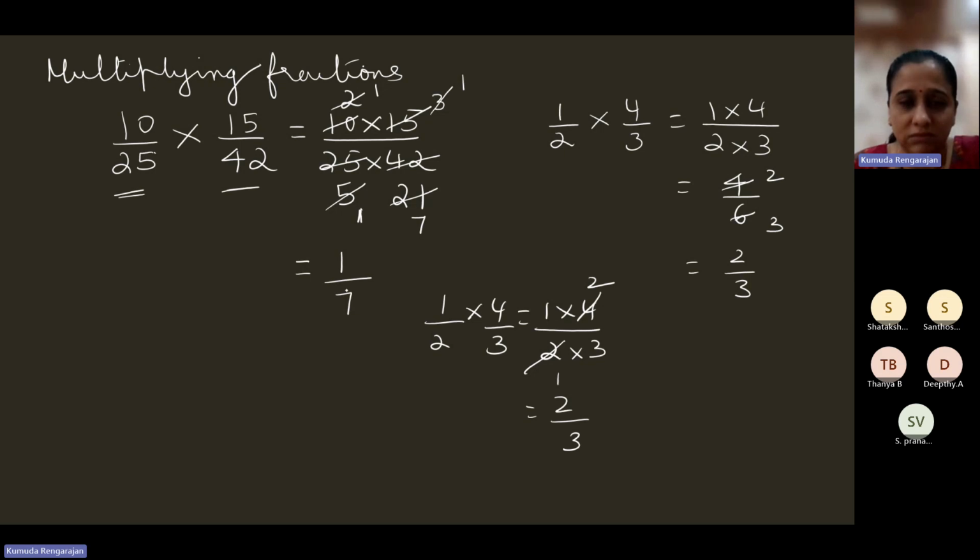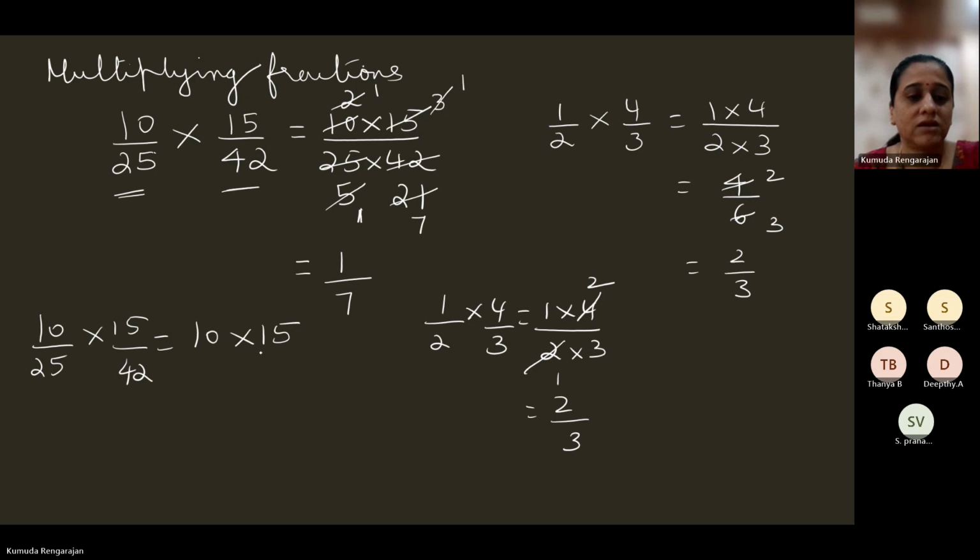So how do we initiate the multiplication process? Like what is the first step? The first step is to multiply the numerators, multiply the denominators. So 10 by 25 into 15 by 42. So how do we get started? Multiply the numerators, 10 into 15. Multiply the numerators and that will form the numerator of the new fraction. Multiply the denominators, that will be the denominator of the new fraction. And simplify. Right?